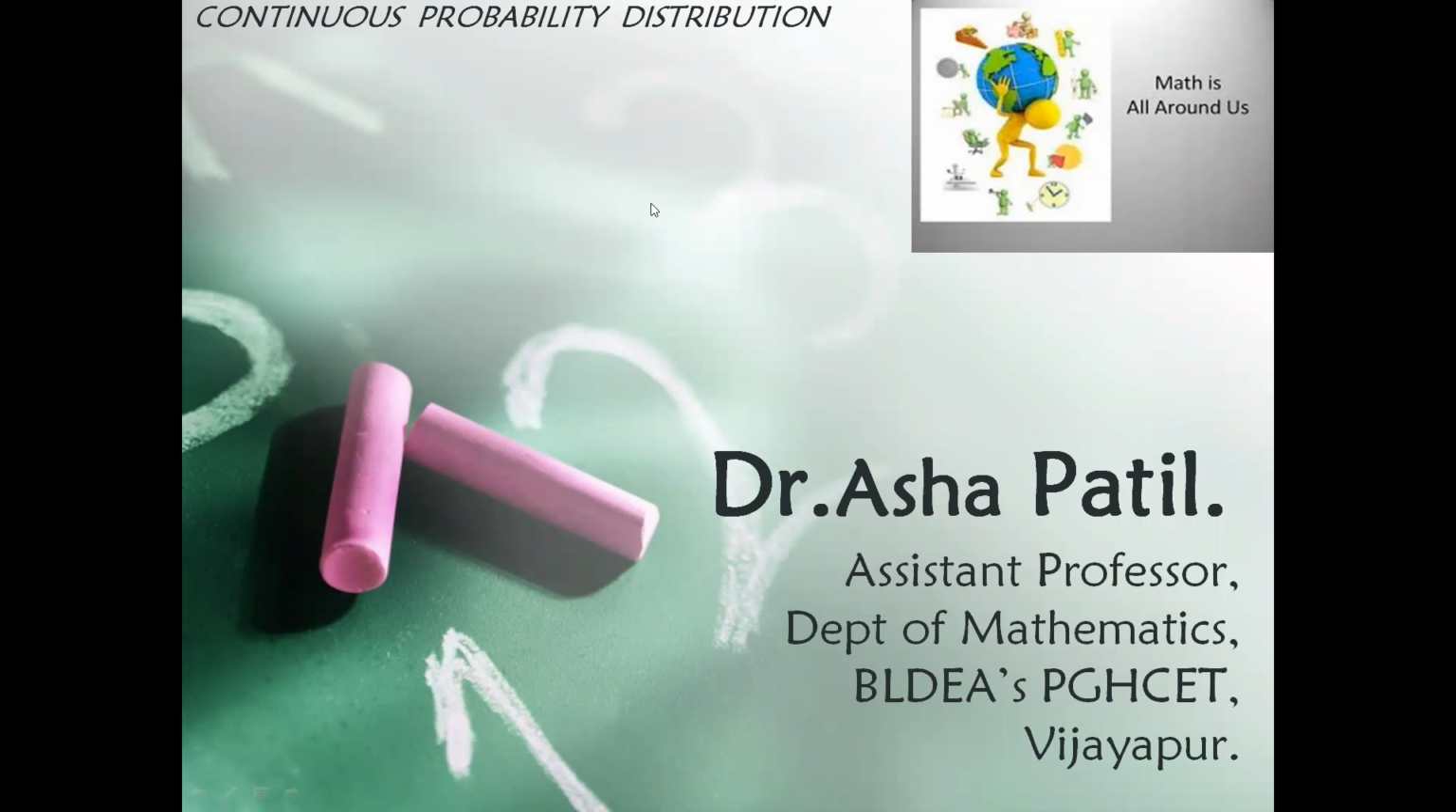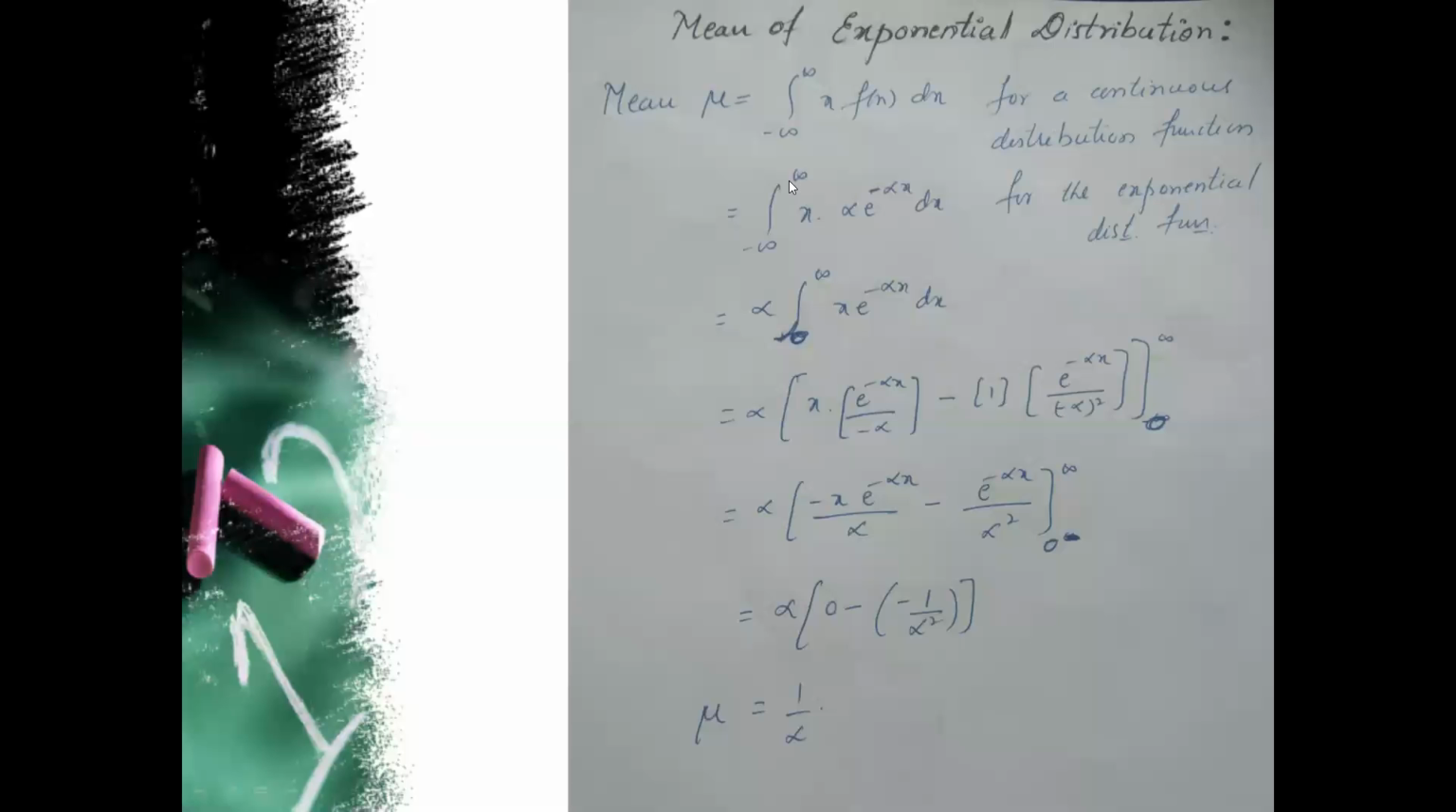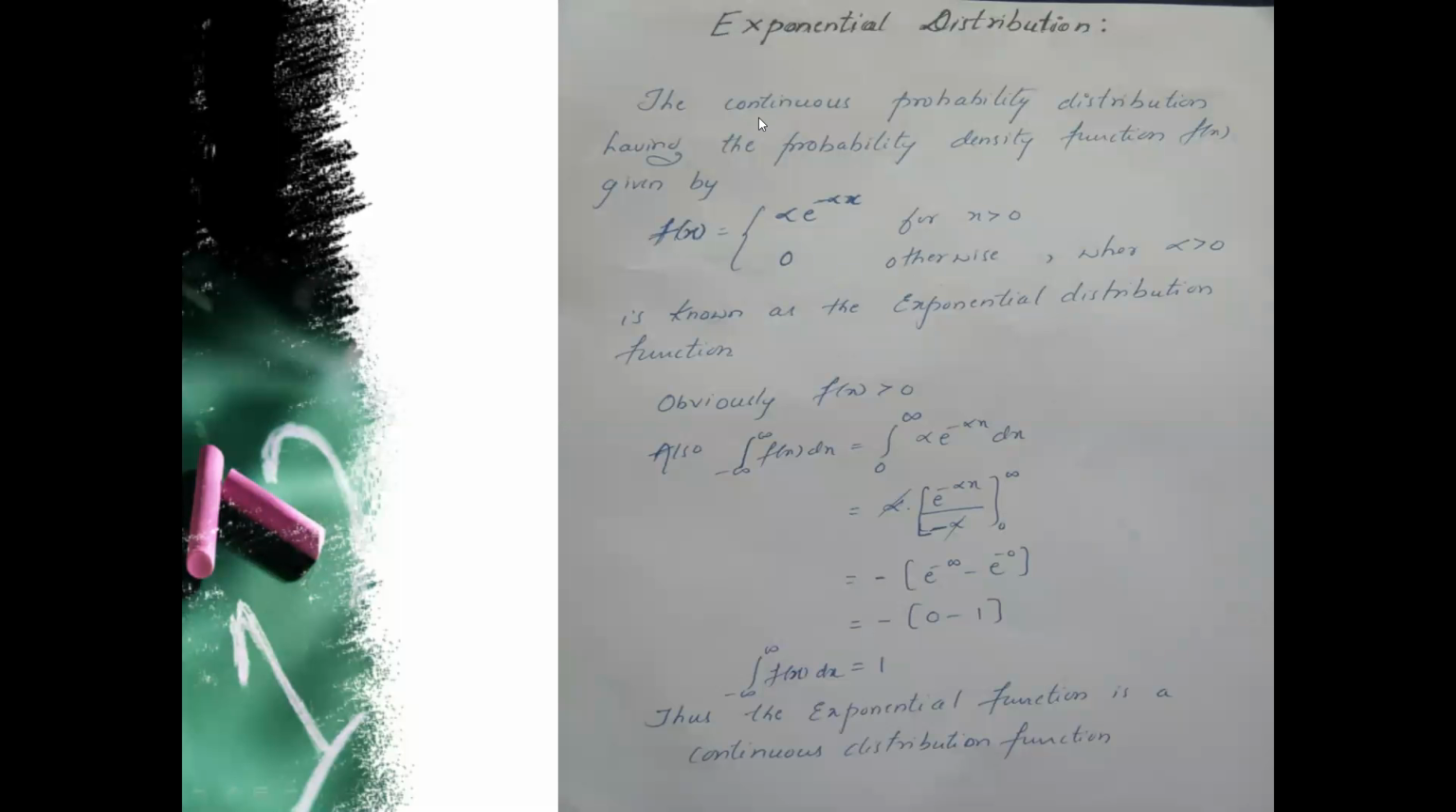Let us study one of the continuous probability distributions, that is exponential distribution, and derive the mean of an exponential distribution function. The exponential distribution function is defined as f of x is equal to alpha e raised to minus alpha x for x greater than 0 and 0 for all other values, and here alpha is greater than 0.